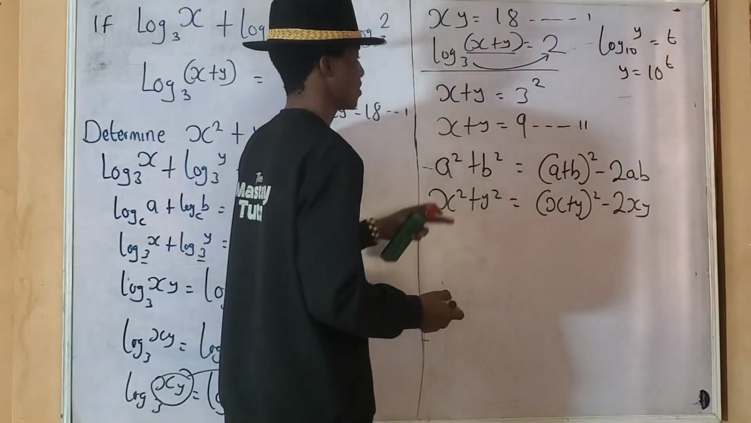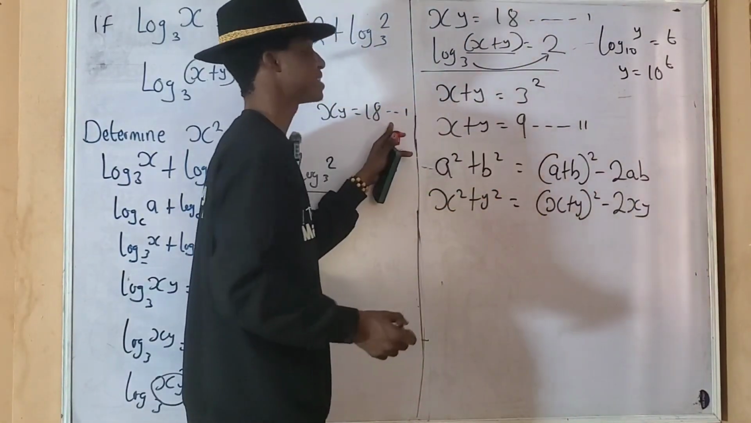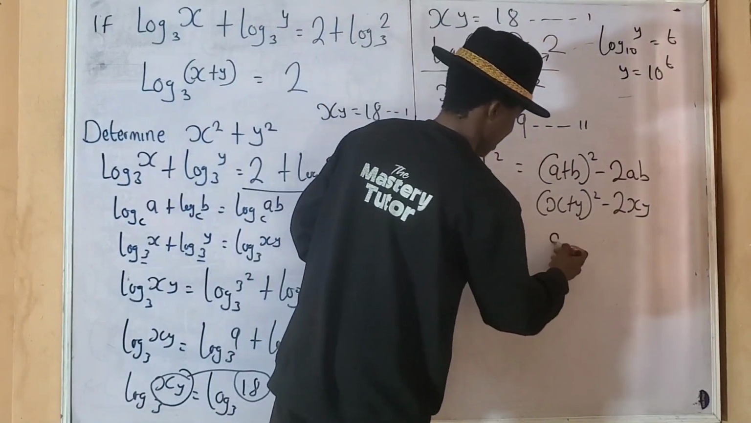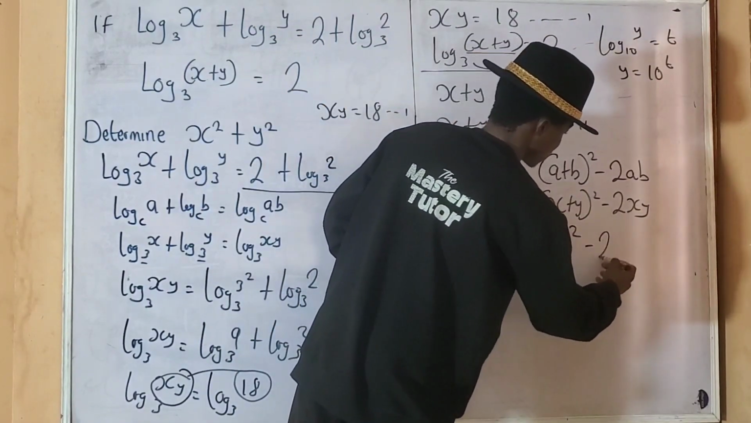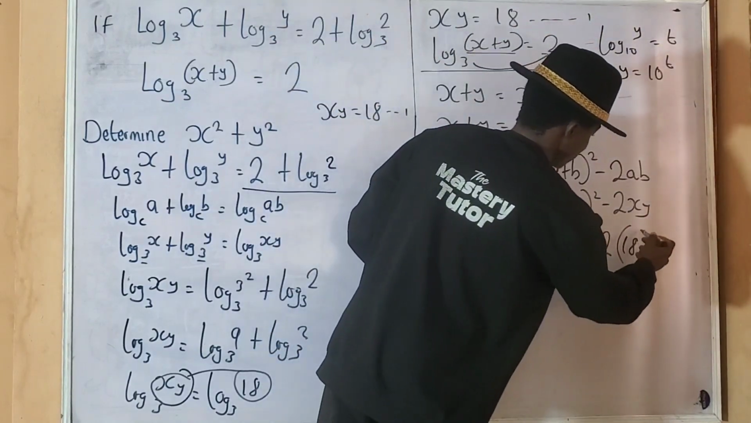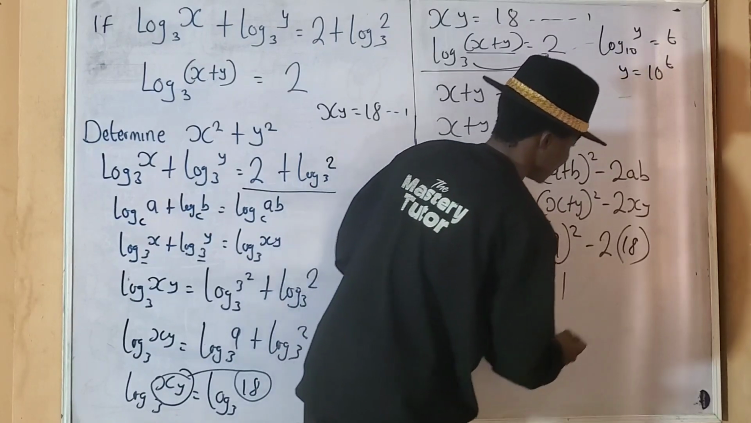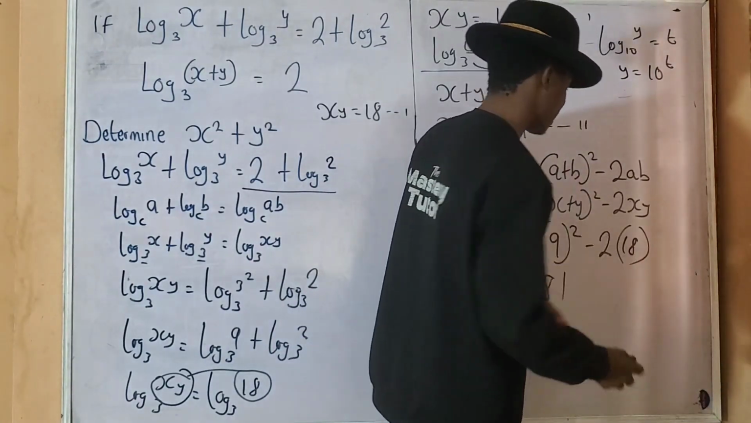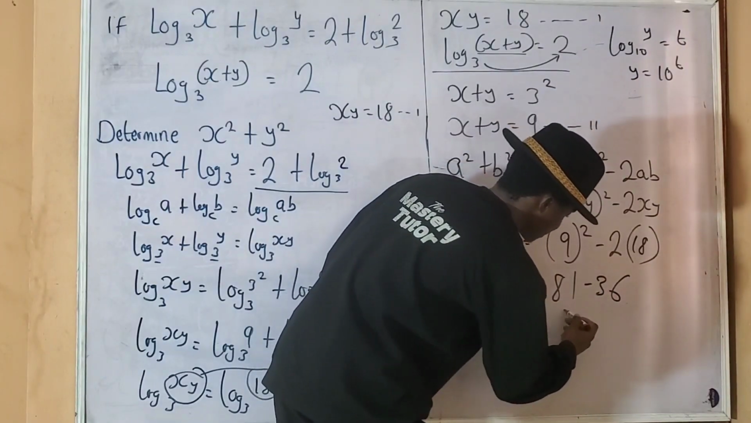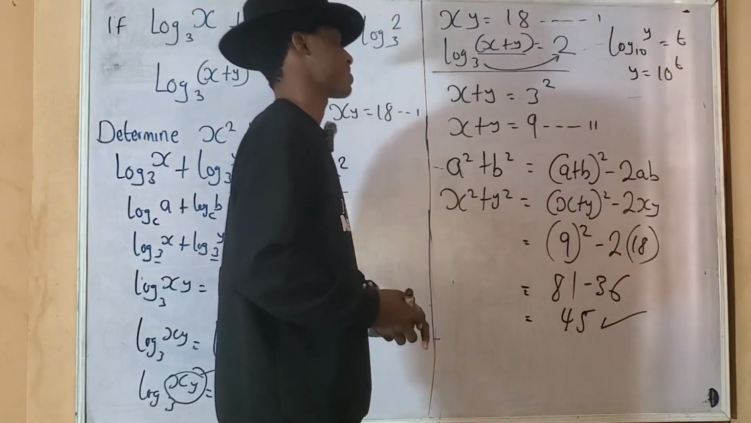Okay, now since I know that x plus y is 9, right? And I know that xy is 18, I'm just going to replace it. (x plus y), 9 squared, minus 2xy, the product of x and y is 18. Okay, 9 squared is 81, and then negative 2 times 18, that is minus 36. 81 minus 36, that is 45. Okay, so that is the solution to the question.